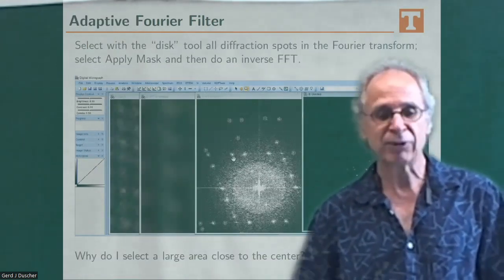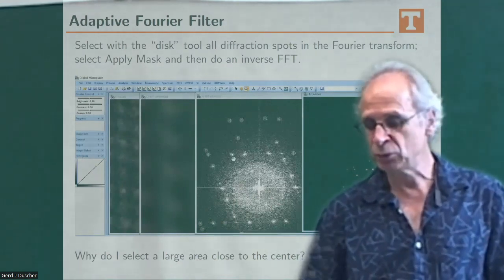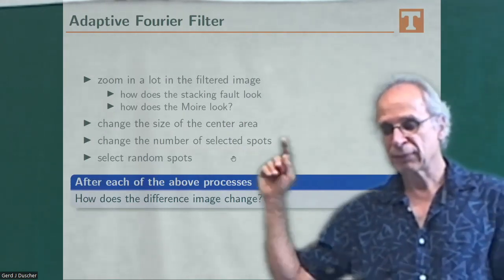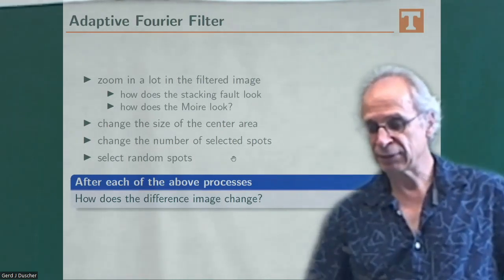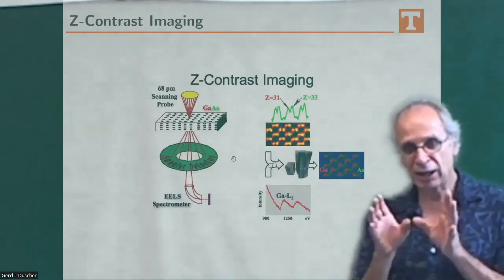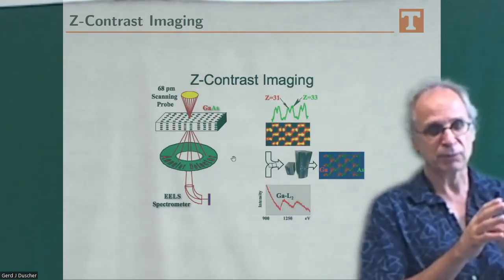Okay, and then we have the adaptive Fourier filter. So that's what we went through in lecture two. However, we can do a lot more with that. We will look at that in detail. So we did this one here. The same analysis is done in Z contrast imaging.